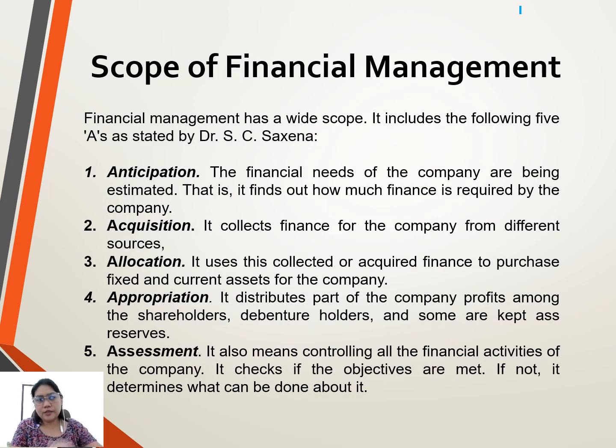Okay, the next topic is the scope of financial management. According to Dr. S.T. Saxena, there are 5 A's in financial management. So what are those 5? There are anticipation, acquisition, allocation, appropriation, and assessment. So we will discuss each of them. I will discuss them by citing an example.